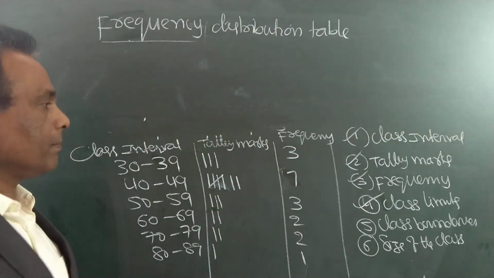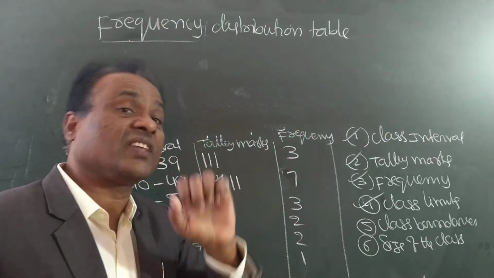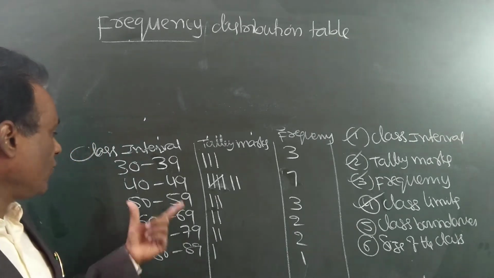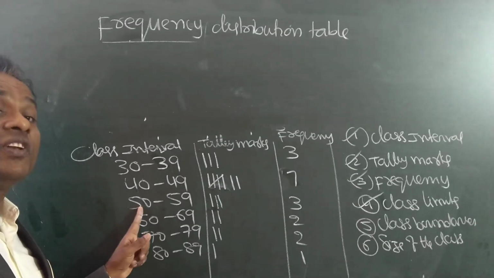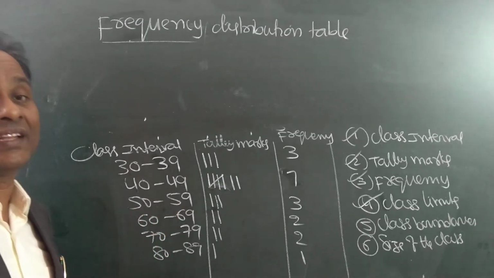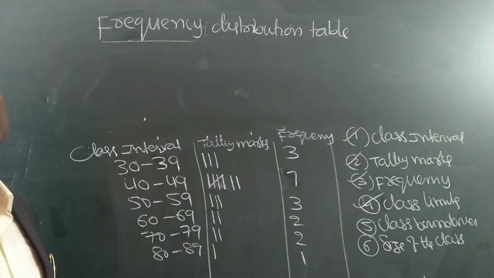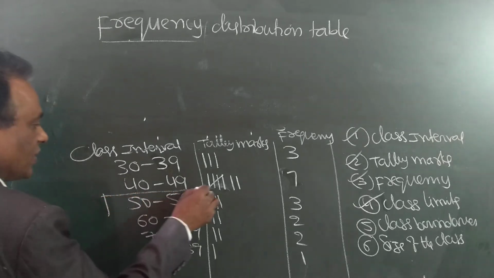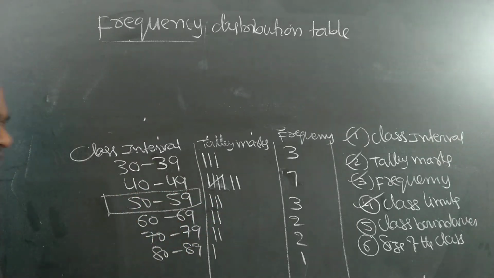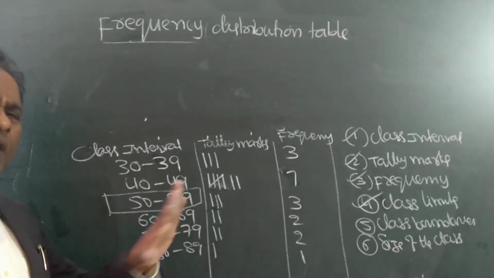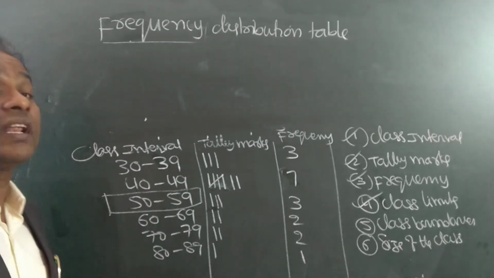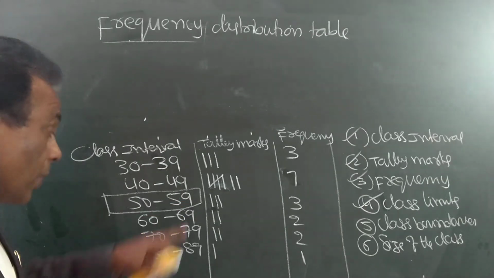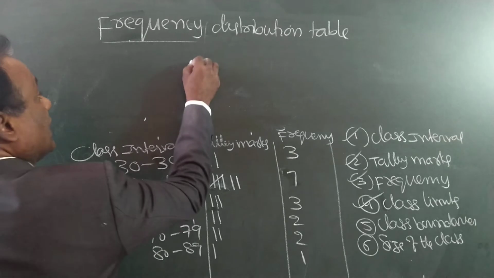Students, with limits and boundaries there is some confusion. I will explain. For this class, what is the lower limit? 50. Upper limit is 59. Now what do boundaries mean? See here, students, I want the boundaries for this class. Limits are very easy. This is the lower limit, this is the upper limit, no issue. But boundaries, how to find?